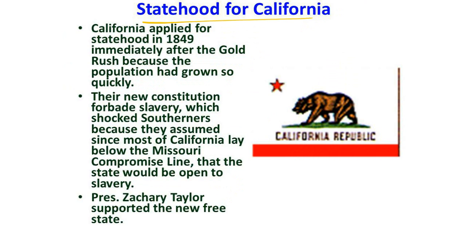California is going to apply for statehood into the United States. And they're going to apply for statehood in 1849, immediately after the beginning of the gold rush, because the population had grown so quickly. Their new constitution forbade slavery, which shocked people in the South because they assumed that since most of California lay below the Missouri Compromise line, the state would be open to slavery, and it's not going to be open to slavery. President Zachary Taylor is going to support California as a newly admitted free state into the United States.